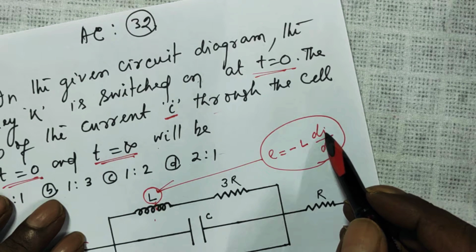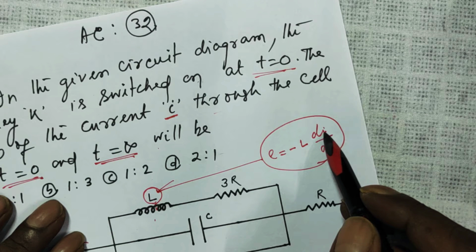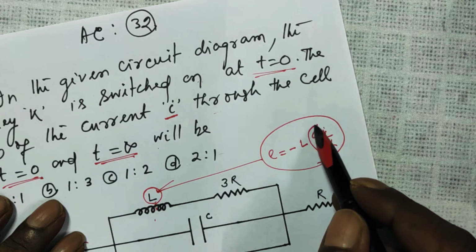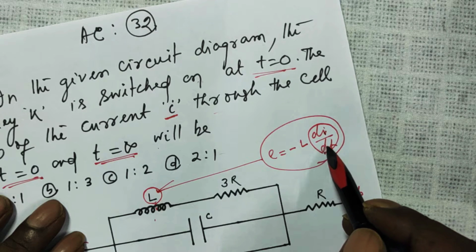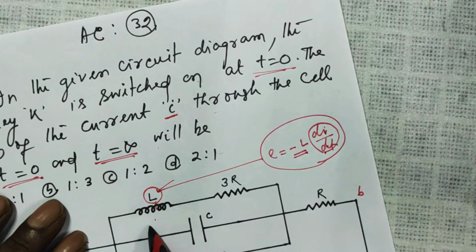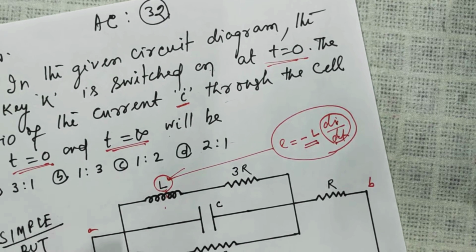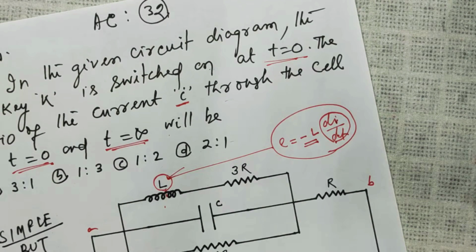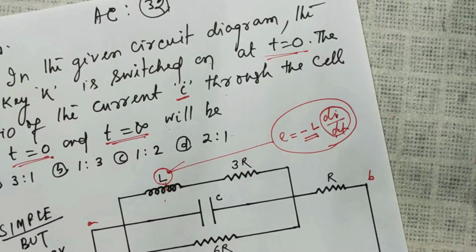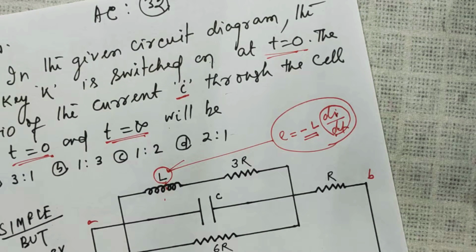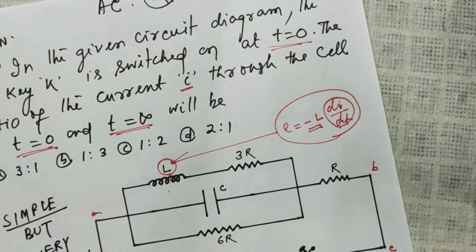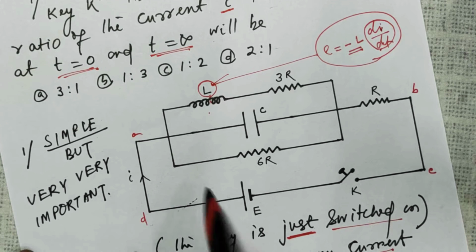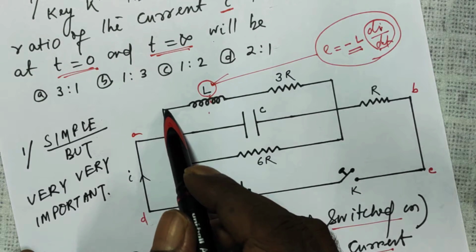If I reaches maximum, I naught, that is constant. The derivative of a constant becomes 0, and 0 into this thing becomes 0. Then it no more opposes. It keeps waiting until the current becomes maximum. As I told you, it takes about 5 time constants to reach the maximum. So at t equals 0, no current to this side.